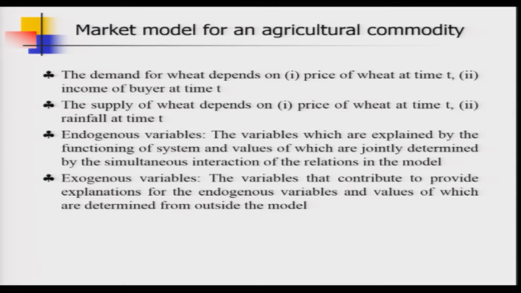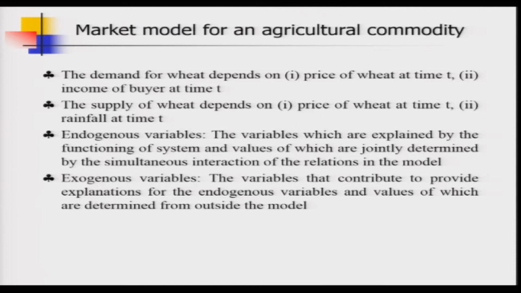In this slide we are going to develop further using that market model story that I introduced in the last slide. Let us talk about an agricultural commodity to be very specific. Here we assume that the demand for wheat depends on the price of wheat at time period t and income of the buyer at time period t. We can also assume that the supply of wheat depends on the price of wheat at time period t and rainfall at time period t. In this context, let us look at the endogenous and exogenous variables.